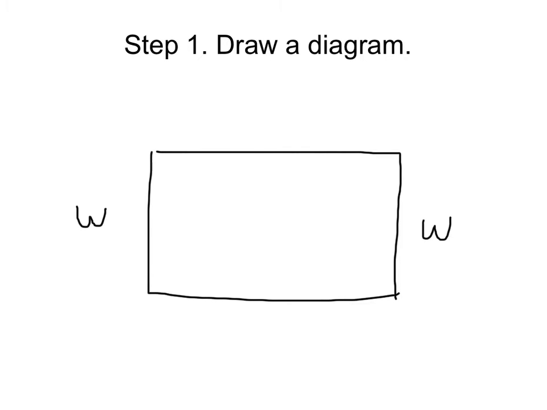If the length is 44 feet longer than the width, then the expression to represent the length would be W plus 44. We also know the perimeter of our basketball court is 288 feet.